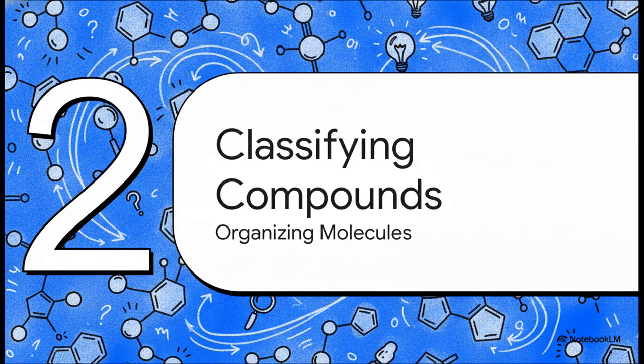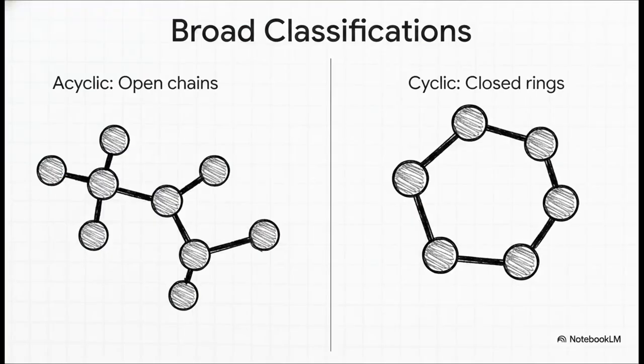Let's move to part two and see how this builds: classifying carbon compounds and organizing those molecules. Now, with millions of potential structures out there, we desperately need a logical way to organize them so we can actually understand how they work. At the highest level, we keep the structural grammar clean by splitting them into two broad categories.